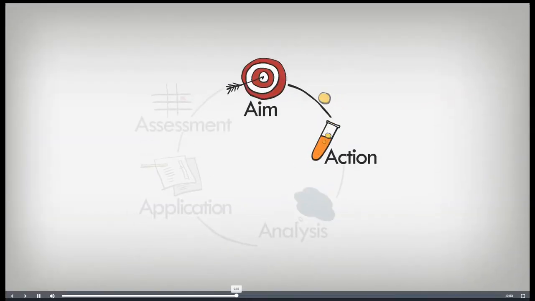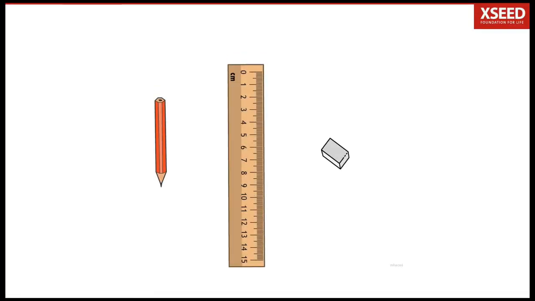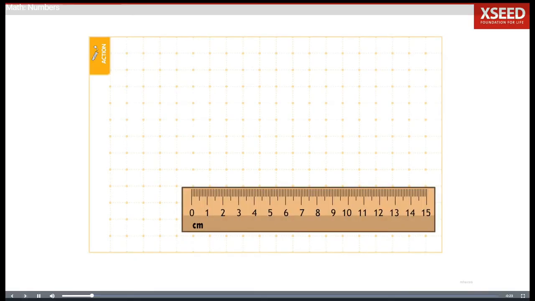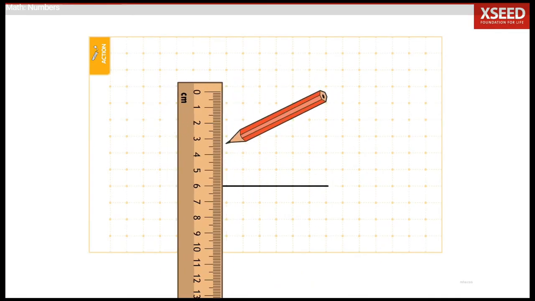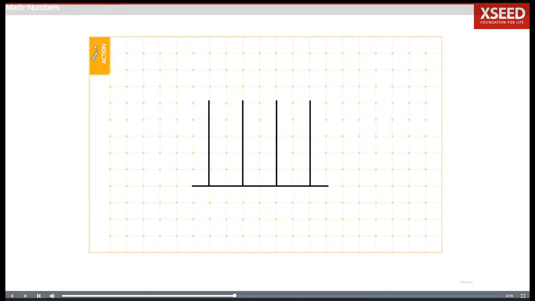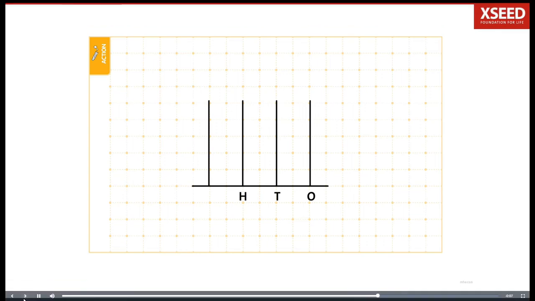Time for a quick activity. Let's get started. Take out a pencil, a ruler and an eraser. Use a ruler to join dots to draw an abacus in the action section of your journal, like this. Label the rods as O to show the ones, T to show the tens, H to show the hundreds, and TH to show the thousands place, like this.